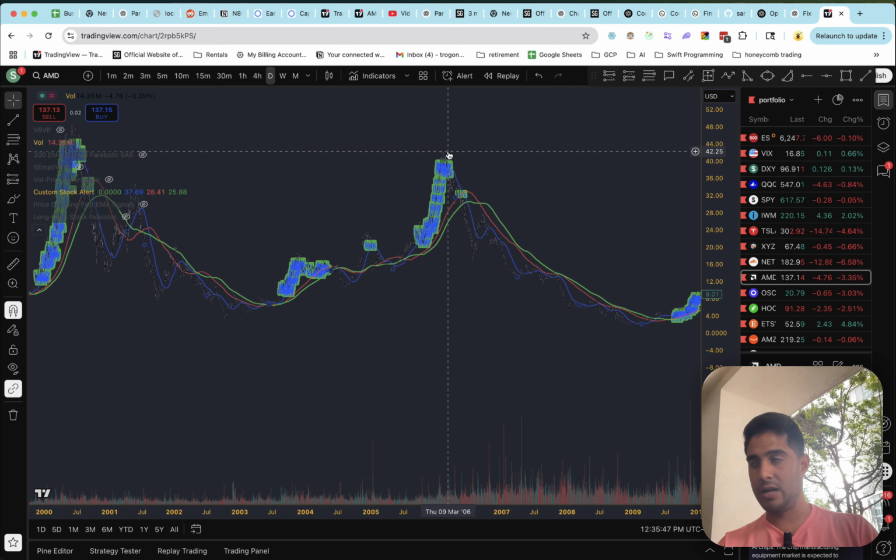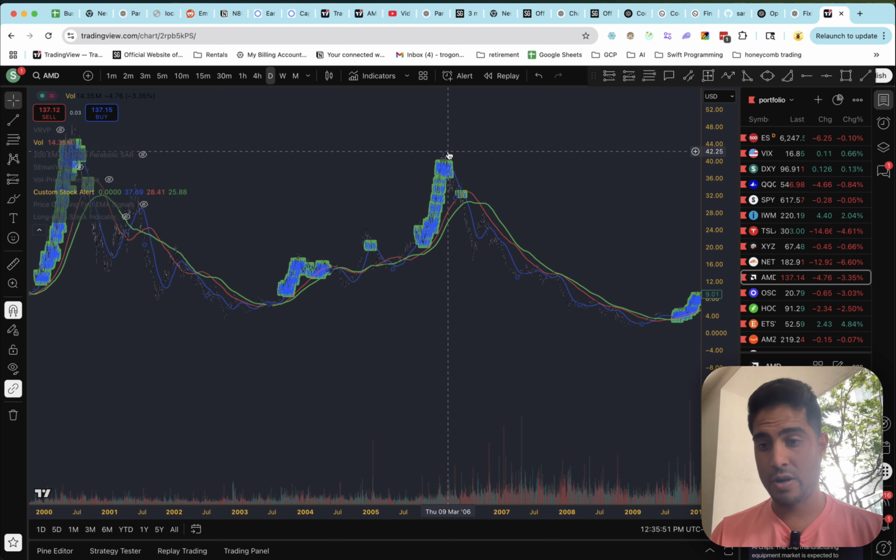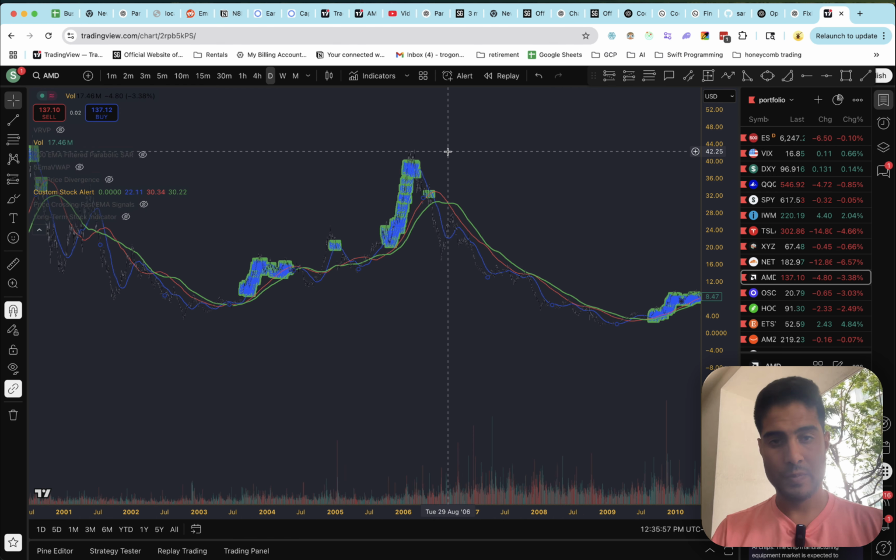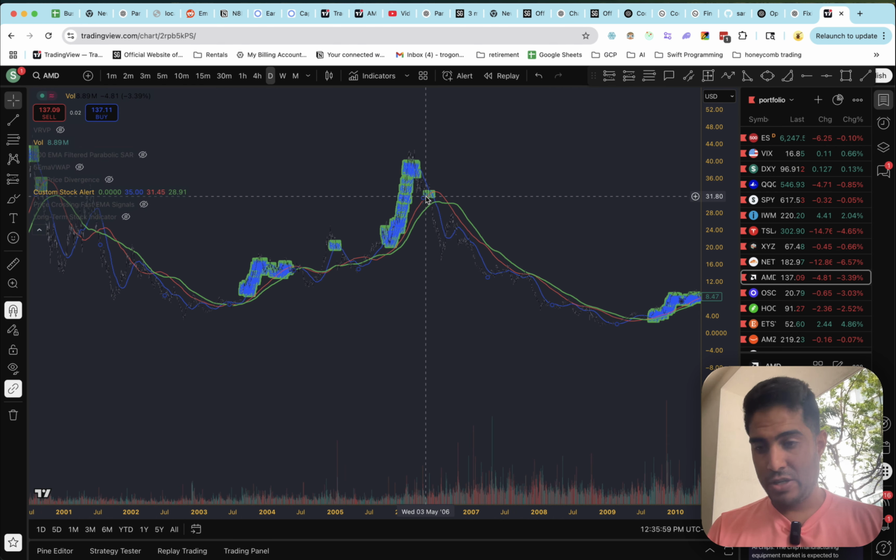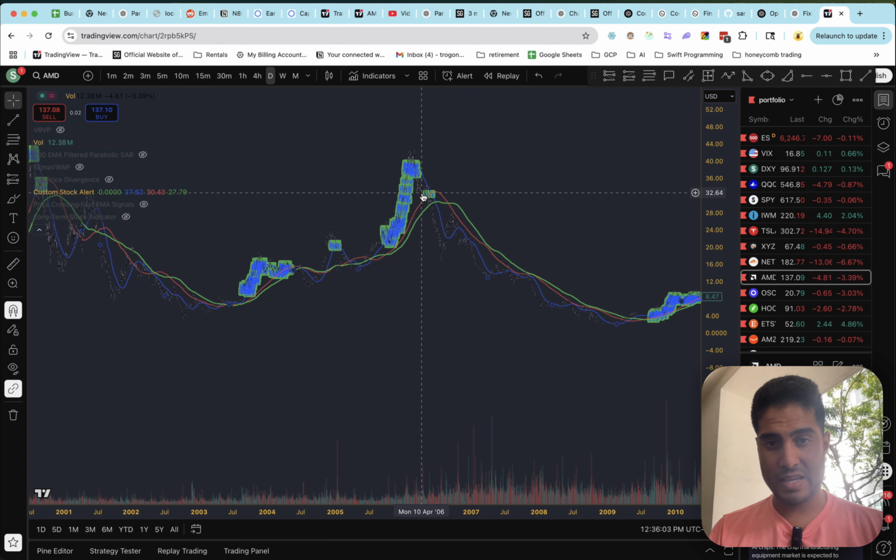This indicator is not for day traders. This indicator is not for swing traders. This indicator is for long-term holders that want to see 1x to 4x returns. Like I mentioned, this indicator doesn't tell you when to sell, right? So obviously it stopped here, but if you see it from 44 to 30, when it stopped telling you to buy, it's a big chunk.